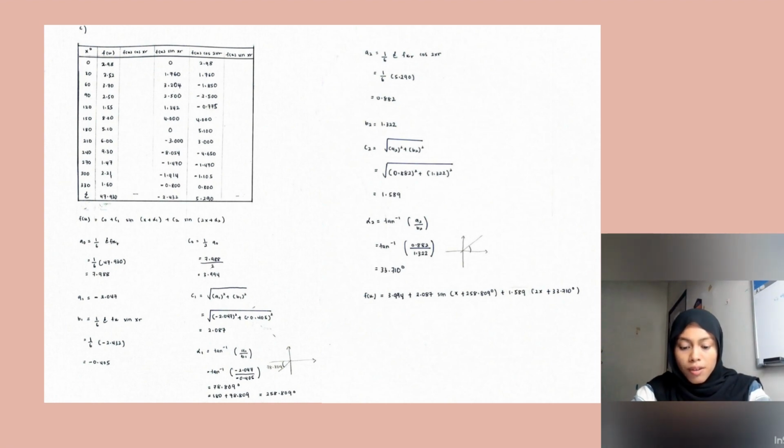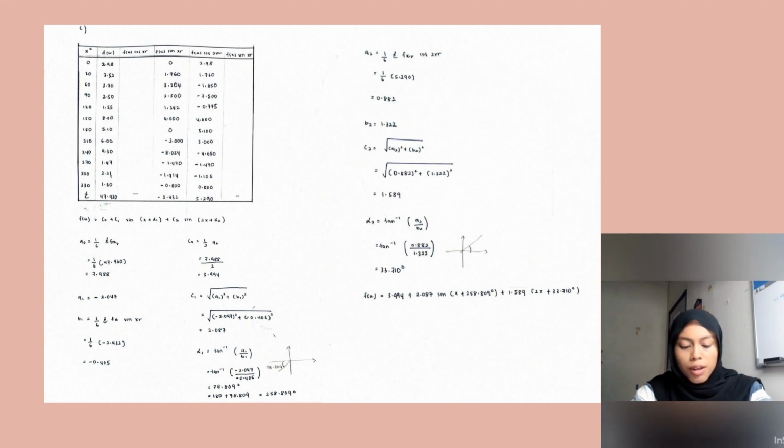For b1, the formula is 1 over 6 summation of f(x) sin(x_r). So the value of the summation of f(x) sin(x_r) is replaced into the formula, and then we get the value for b1, which is negative 0.405. After that, we need to find the value for c1. The formula is the square root of a1 squared plus b1 squared, and the answer that we get for c1 is 2.087.